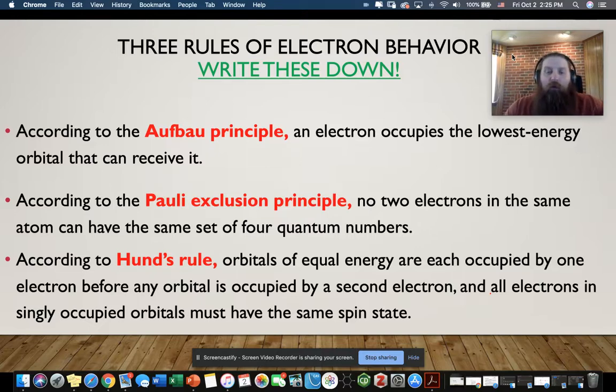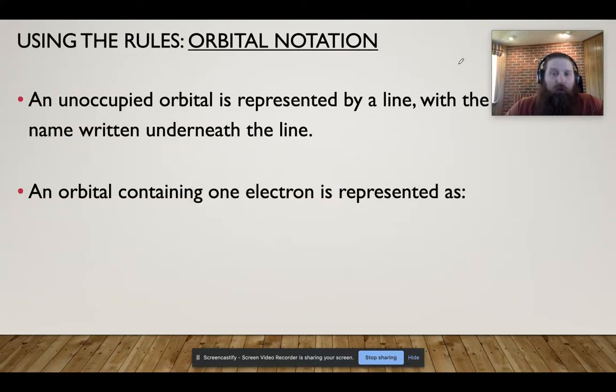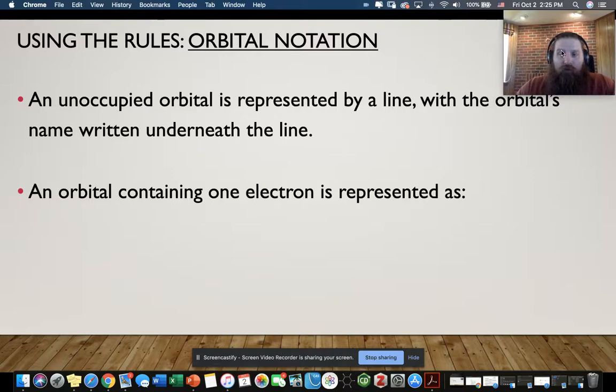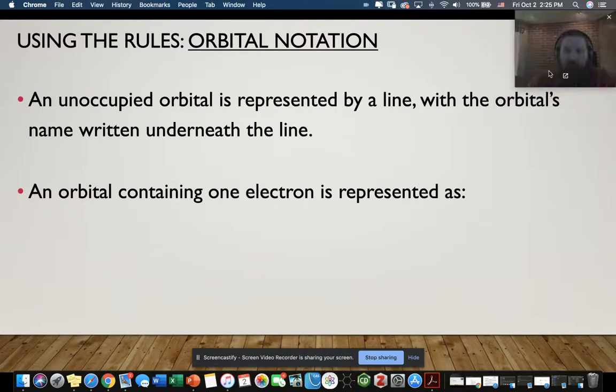These rules go with what we call orbital notation. So we just looked at electron configuration that uses exponents. Orbital notation uses arrows. So orbital notation looks like this. I'm going to shrink a little bit there.